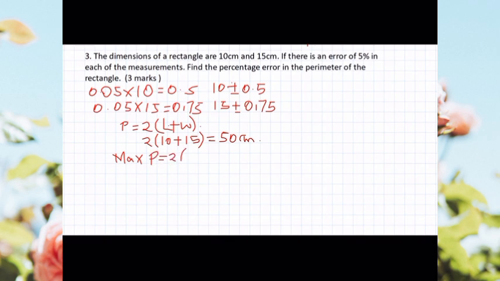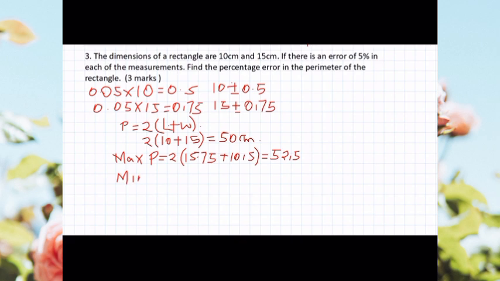take 2 in brackets. So to get the maximum length, we add 0.75 to the 15, so that we have 15.75. And then to get the maximum width, we add the 0.5 to 10, so that we have 10.5, and we sum that. And so when we sum that and multiply by 2, we are going to have 52.5 centimeters. And then we can proceed to the minimum.